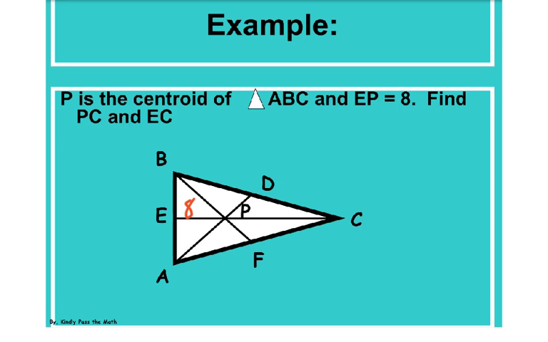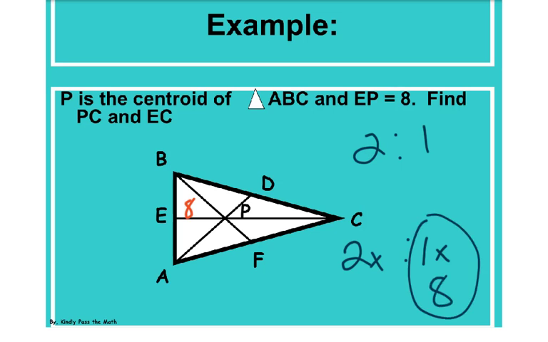So here's what we know. We have a ratio of 2 to 1. And so that's like 2x to 1x. But they tell us the 1/3 part. They actually say this is 8. So x is 8. That's really what we know. 1x is 8. So 2 x's would be 16. And then all together they would have to equal 24. So EC, the measure of EC would be 24, and the measure of PC is 16.